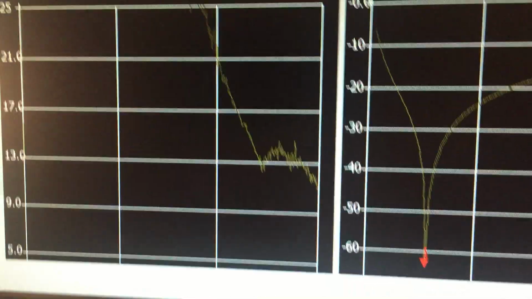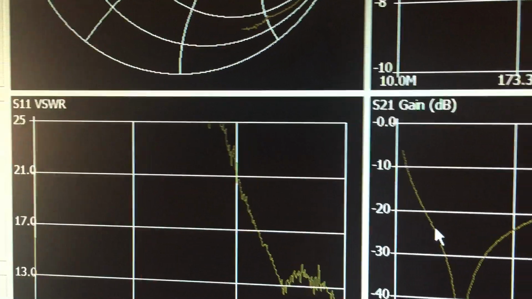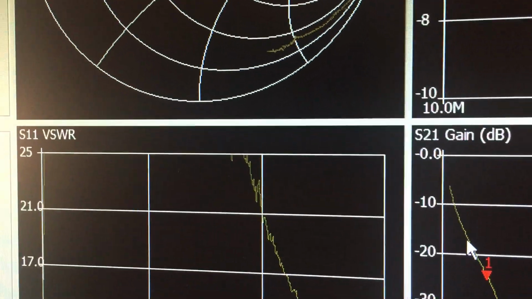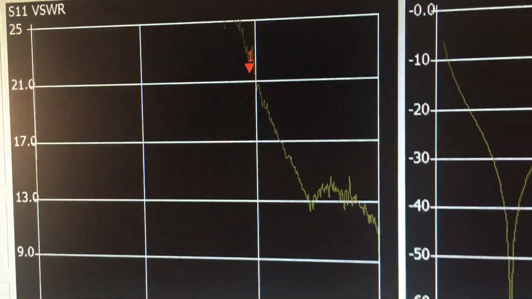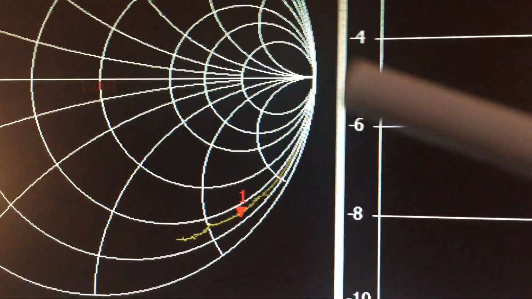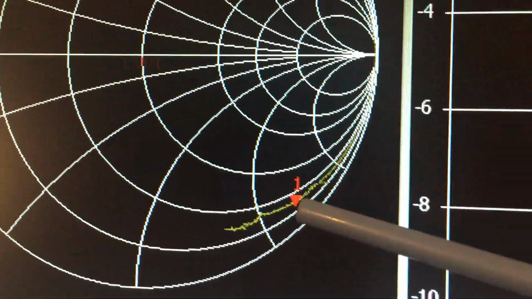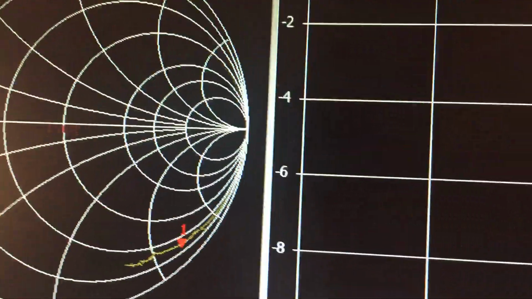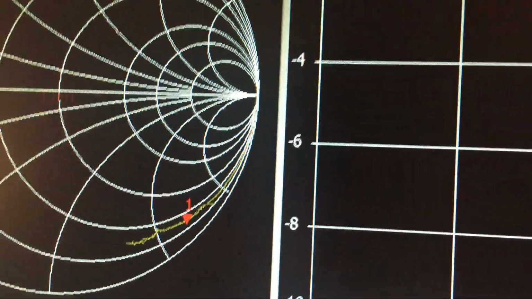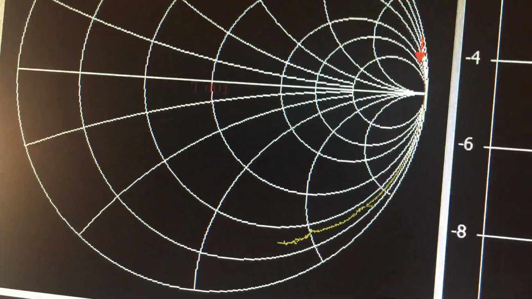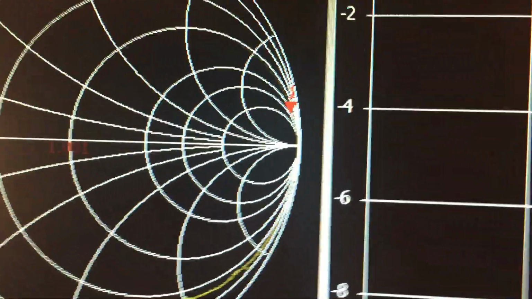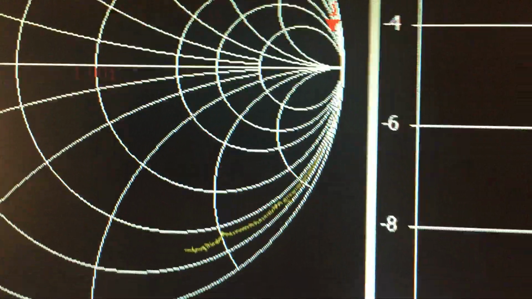And what did we demonstrate before? If we go below the resonant frequency, it's going to be inductive. If we go above the resonant frequency, you see here that it's capacitive, right? We're on the bottom half of the Smith chart, so it's minus j, or capacitive. And if we move it back down, then you see it becomes inductive here.